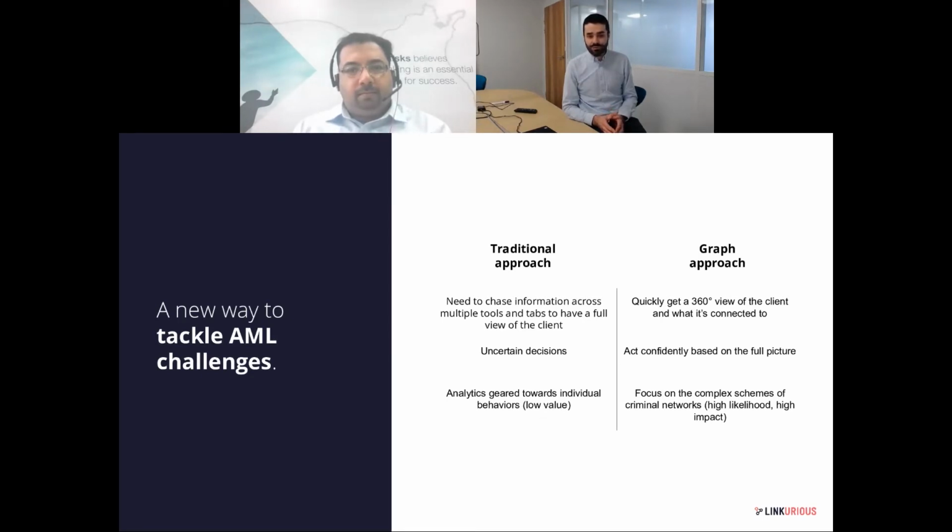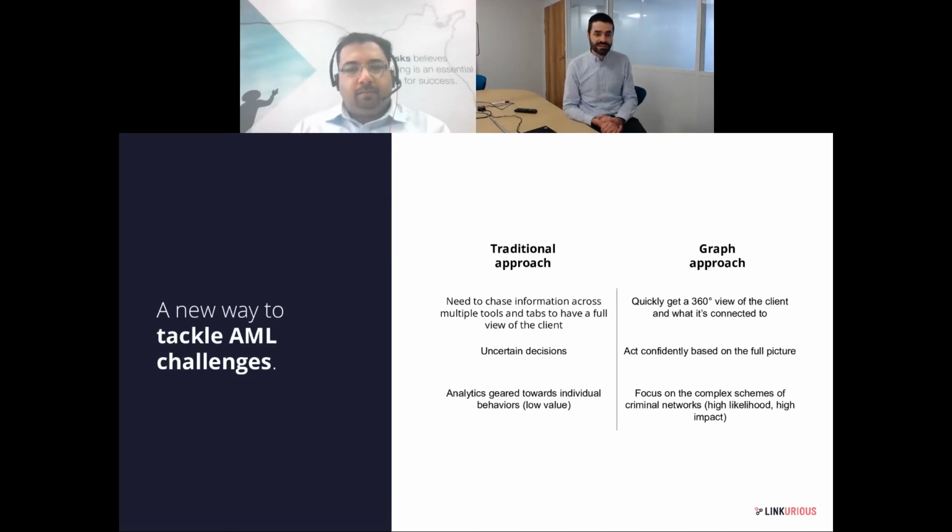Secondly, the problem with information being hard to get access to is that compliance analysts are forced to make bad choices. With Linkurious Enterprise, analysts can get access to more information faster, and thus they can act with confidence, no matter how complex the situation is.